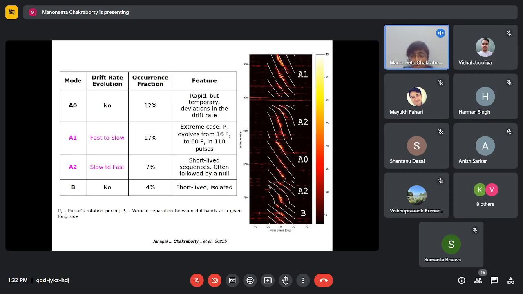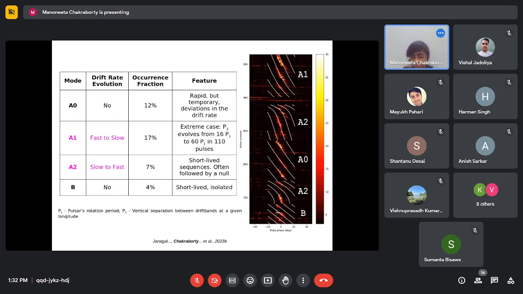slowly slows down, whereas in the other case it slowly increases to a faster and faster rate. In this particular case, it remains steady, it does not change. It has a drift rate, but it doesn't change. In this particular case also, it has a drift rate, it doesn't change. So it shows all kinds of different drifting behaviors.